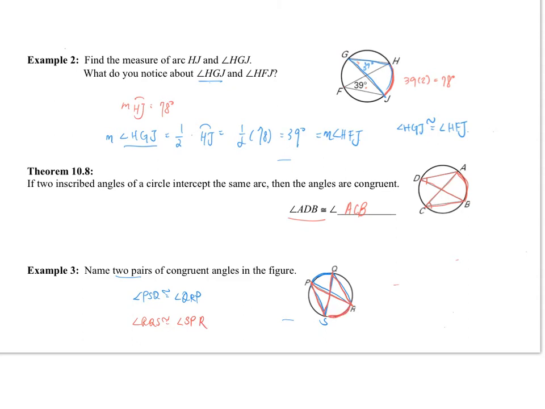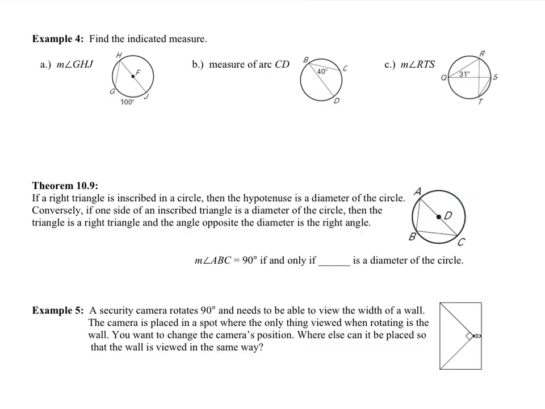Because they intercept the same arc SR. Example 4, find the indicated measure. So we're going to practice using the theorems that we just went over. Since arc GJ is 100 degrees and angle GHJ is the inscribed angle, angle H should be half of 100 degrees. So angle GHJ is just 100 degrees times 1/2, which is 50 degrees by Theorem 10.7.